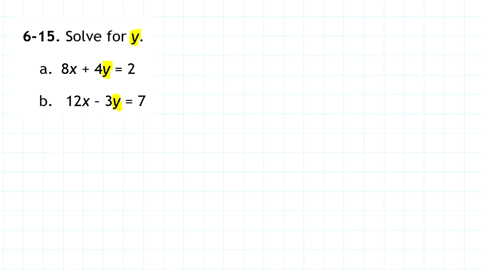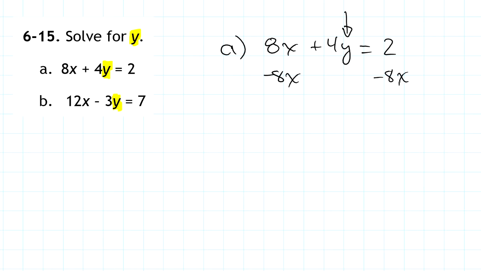So if I was going to do A, I'll go ahead and rewrite the equation as it appears, right? I've got 8 times x plus 4y equals 2. If I'm going to isolate, solve for the variable y, I'm going to subtract 8x from both sides. When I take 8x away from the left-hand side, I'm left with just the plus 4y. And over on the right-hand side, I have negative 8x and then plus 2.